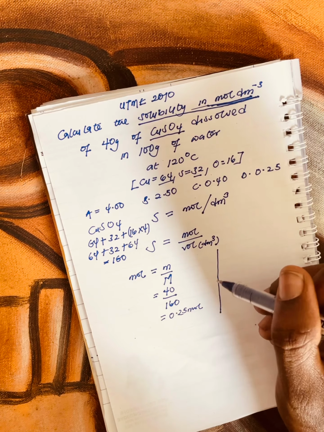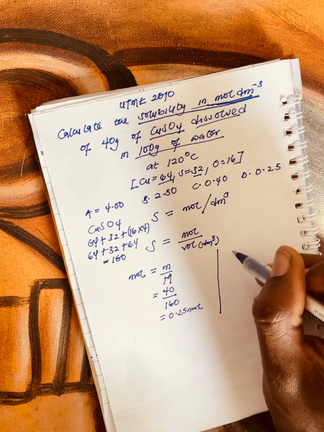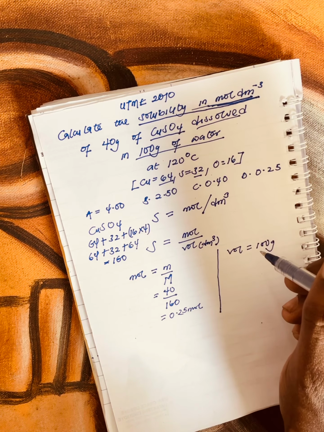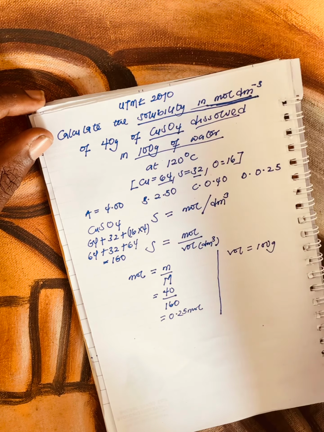The volume is the amount of water. The question says dissolved in 100 grams of water. So the volume is 100 grams. But there's a discrepancy here. Can volume be in gram? So what we will now do is to consider the density of water.